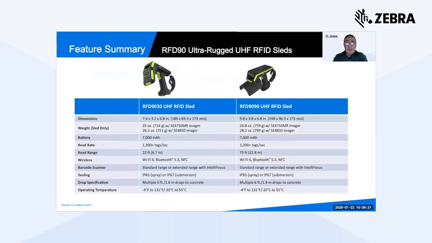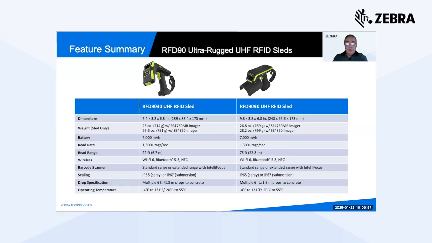And in a similar way, we have the RFD90, which is the ruggedized version. So this would be used more in a warehouse and heavy industrial environment. Basically the same specs in terms of the battery and the read rate. Read range can either be 6.7 meters with the standard omnidirectional antenna, which you can see on the left-hand picture. And then with the Yagi antenna, which is a directional antenna on the right-hand side, you can get up to approximately 23 meters, again with appropriate RFID tags.